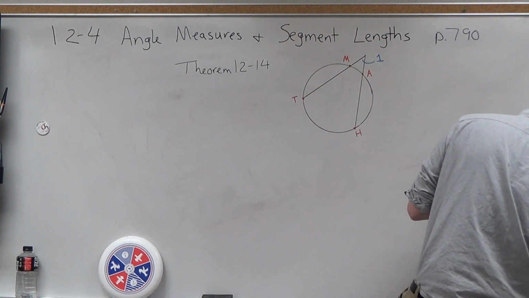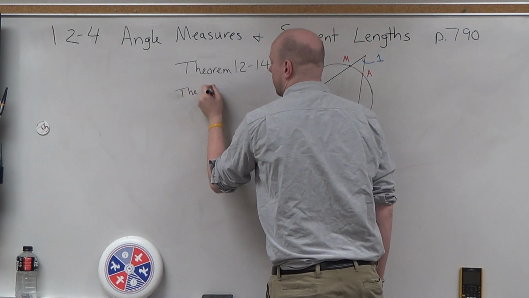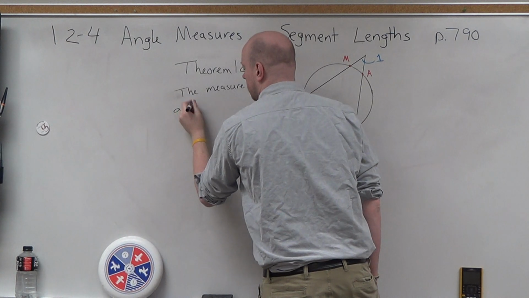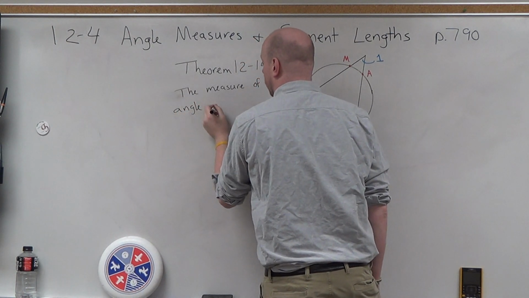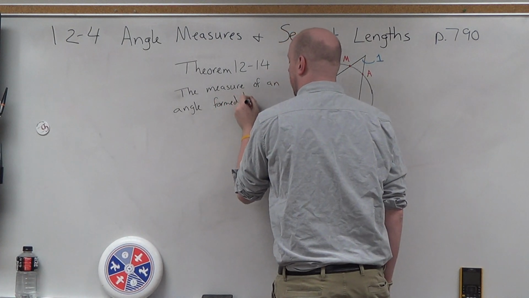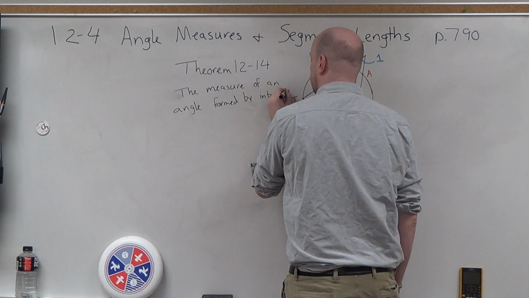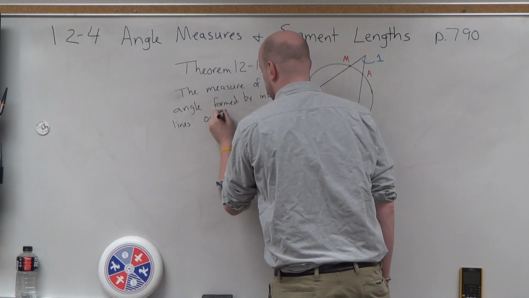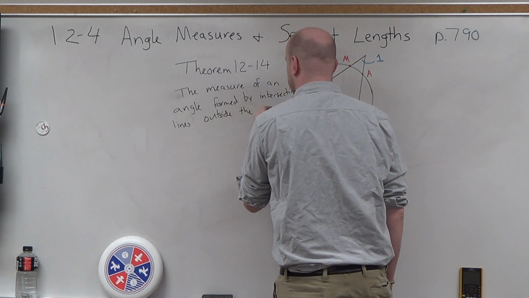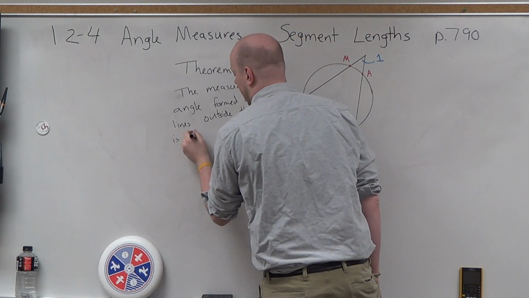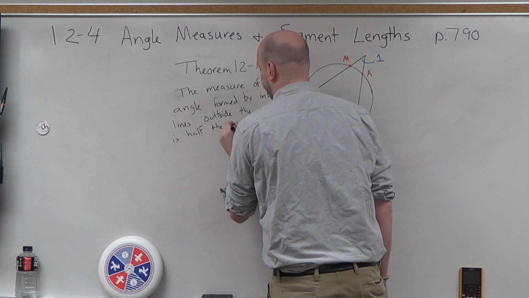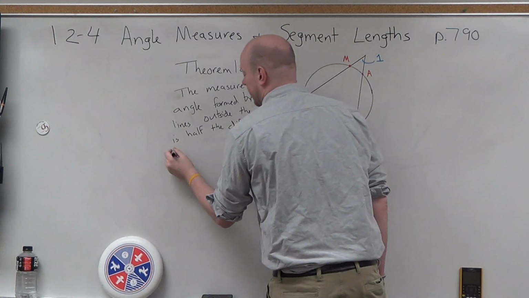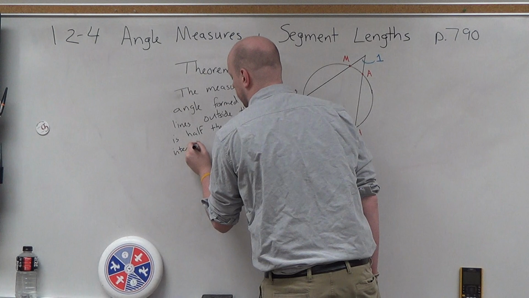Okay, so theorem 12-14 looks like this, and it says, what's the official start? The measure of an angle formed by intersecting lines outside the circle is half the difference of the intercepted arcs.